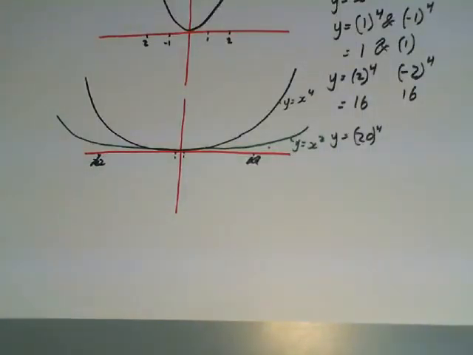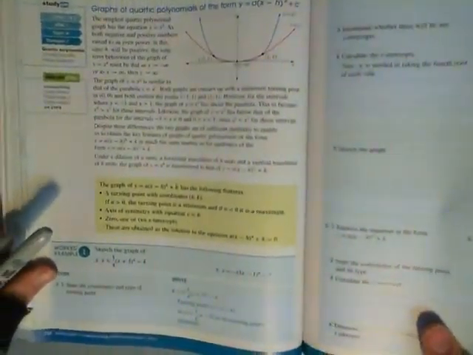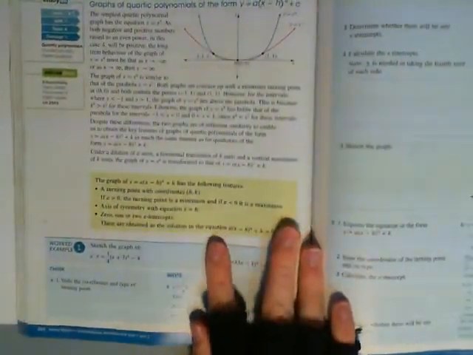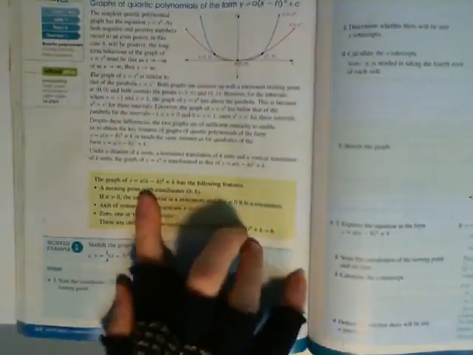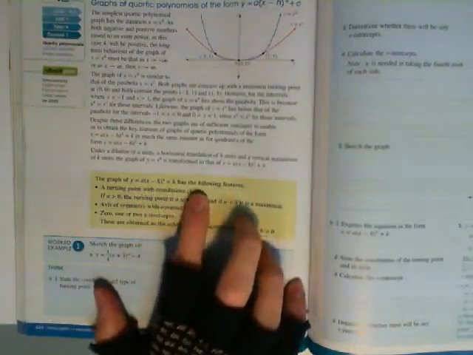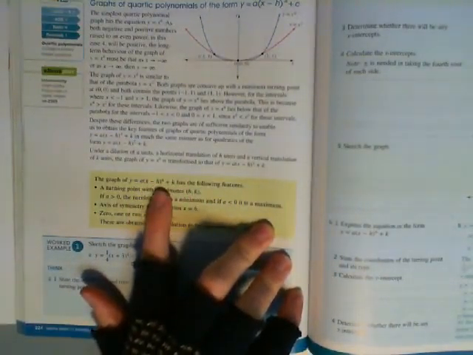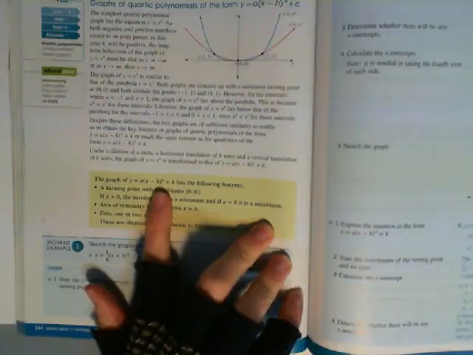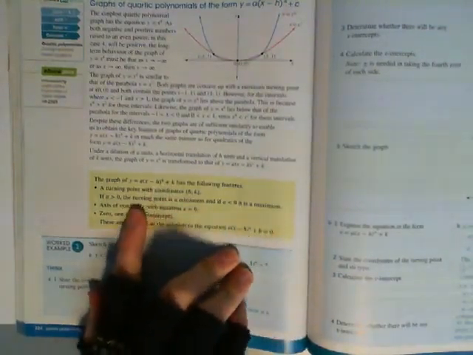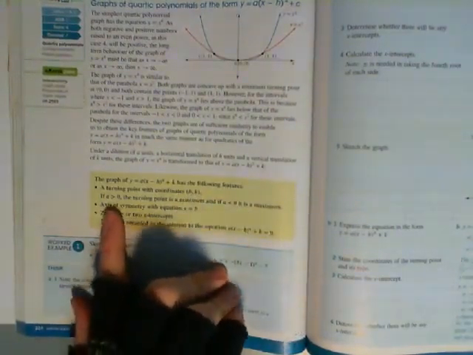So if we have a look at 5.2, we have a key feature table. So I haven't written them out, but if we have a look at the textbook, we've got the graph of y equals a(x take h) to the 4 plus k has the following features. So again, it looks something that's similar to our turning point form or our point of inflection form. So I've got a turning point with coordinates (h, k).